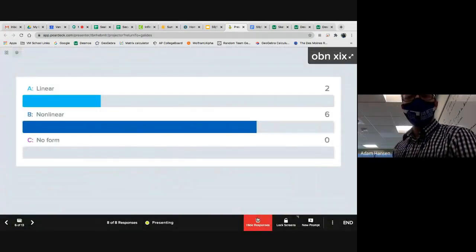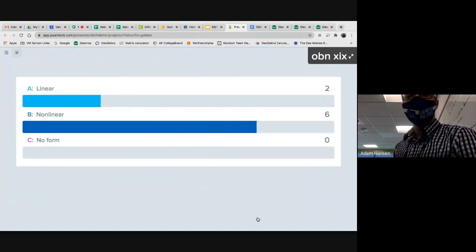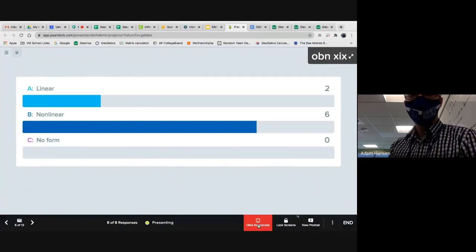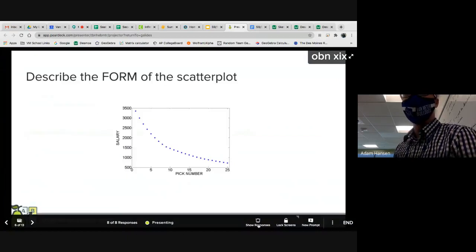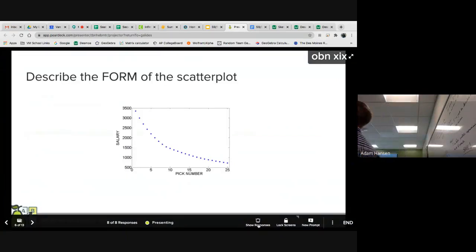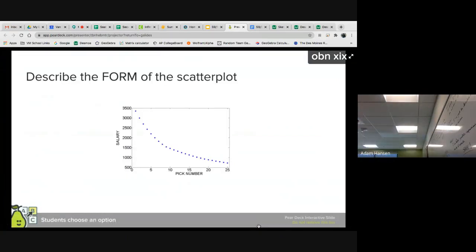All right, I've got 2 that say linear and 6 that say nonlinear. Let's go back to the graph here. I think the correct answer is nonlinear. Why is it nonlinear? No line. Not a line, it's a curve, right? Why would it be a curve based off of what the data is?